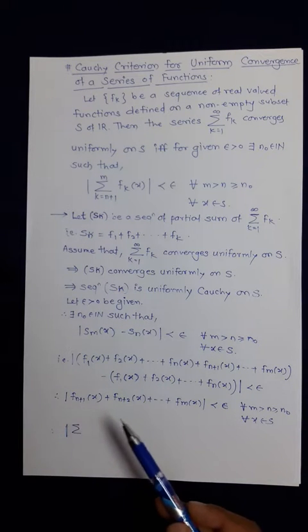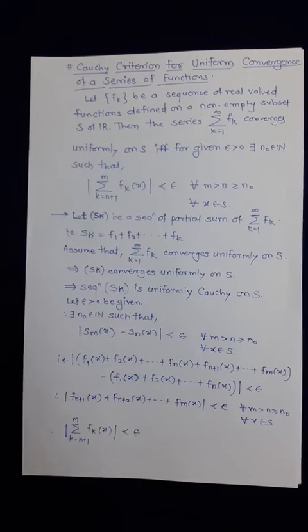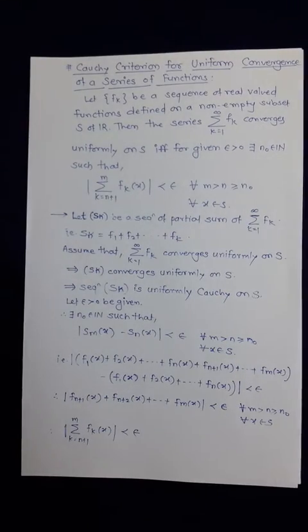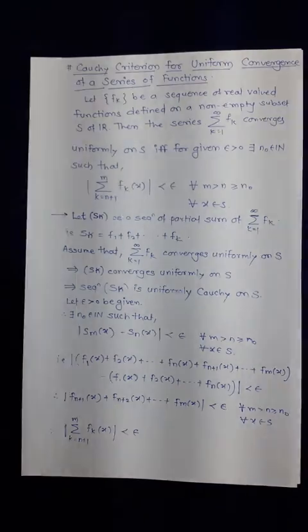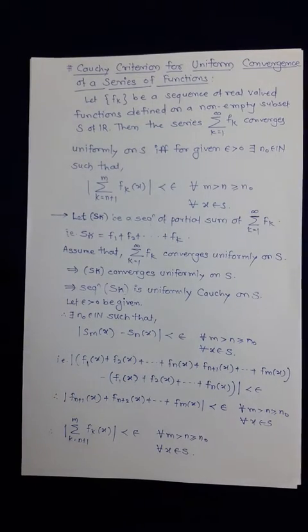N plus 1 to m, modulus of summation f_k of x less than epsilon. Now simply we have to carry this condition for all m greater than n greater than or equal to n naught, and for all x belongs to S. Okay, so in this way we have done the first half of the theorem. The other half is still remaining.